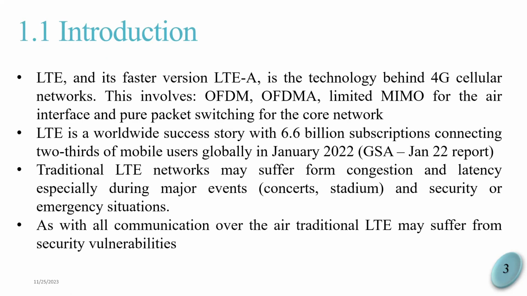LTE and its faster version, LTE Advanced, is the technology behind 4G cellular networks. In fact, for the air interface, the main technologies used are OFDM for modulation, OFDMA for multiple access, and MIMO to take advantage of the channel diversity. As for the core network, we can say that LTE is a pure packet switching network, or all-IP network.